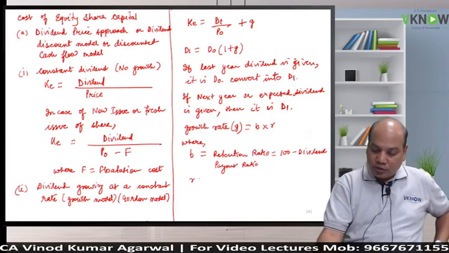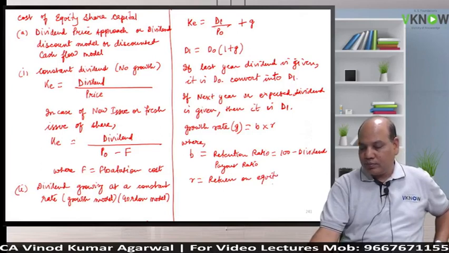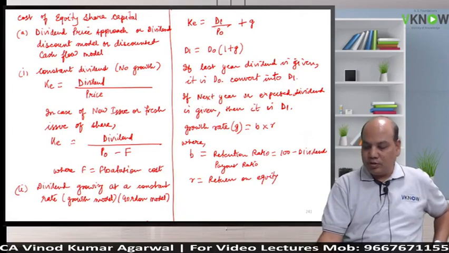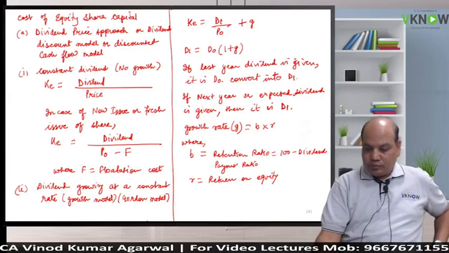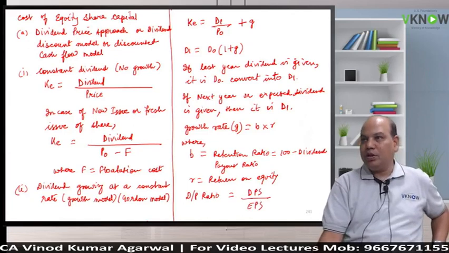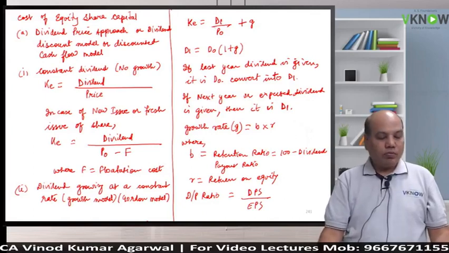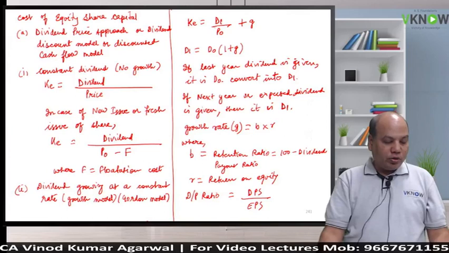And R is called return on equity. Dividend payout ratio is equal to DPS upon EPS.